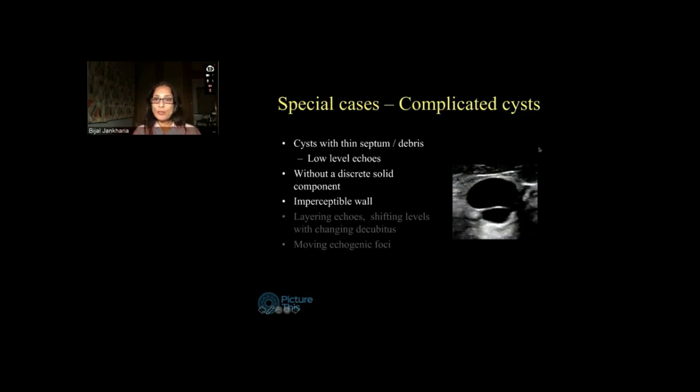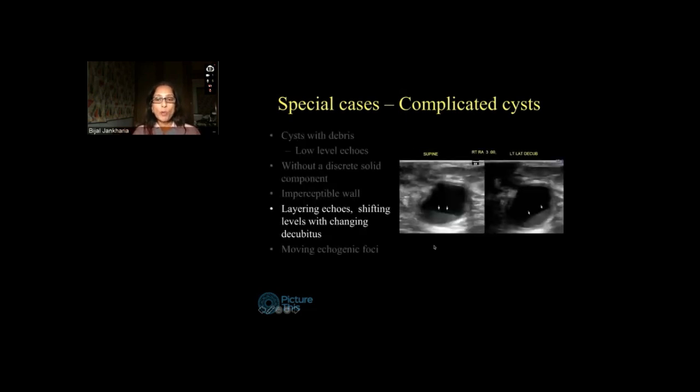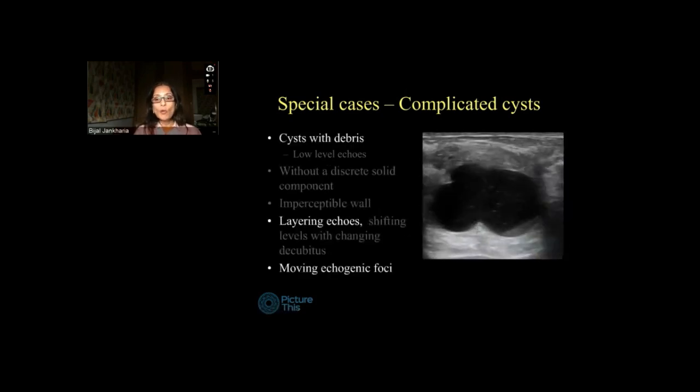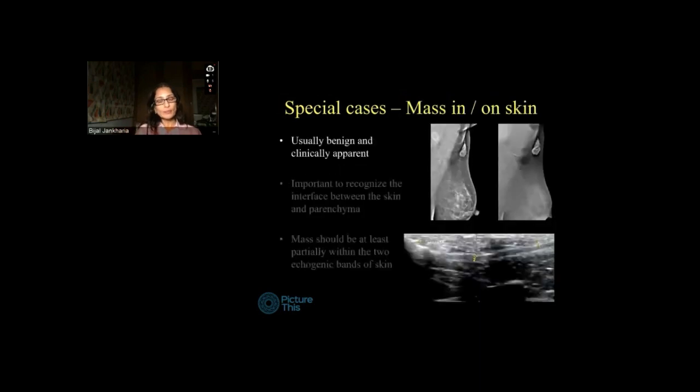Then we go on to complicated cysts. All these are mentioned in special cases. That means cysts with a thin septum or low level echoes, or sometimes mobile debris within it. All these are complicated cysts. Moving echogenic foci within is also a complicated cyst.